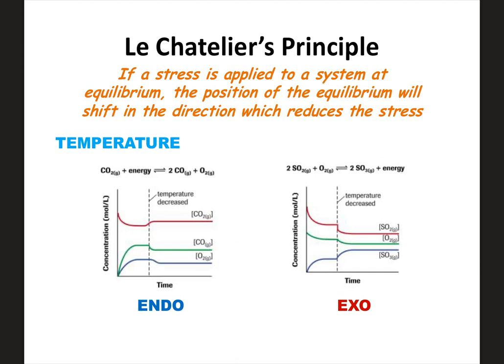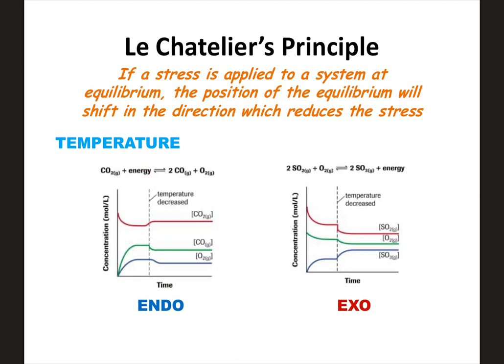So if we make it colder, we can see here that the reaction needs to shift in a way to generate more energy or generate more heat. So we would know it's going to shift to the left here, and we can prove that from this graph. We're forming more of the CO2, we're forming more of the reactants, and we're using up the products, so they're decreasing.